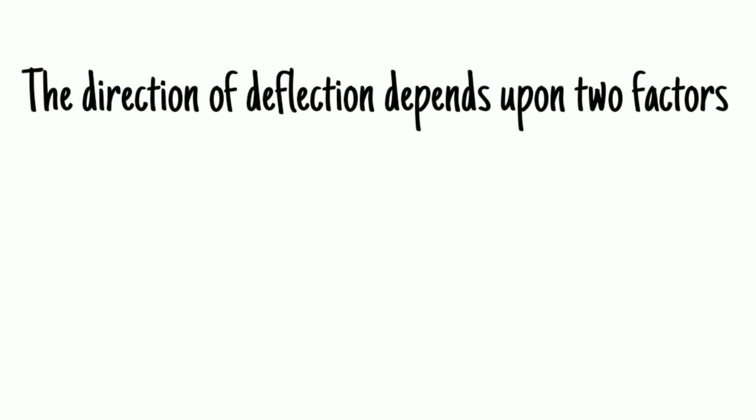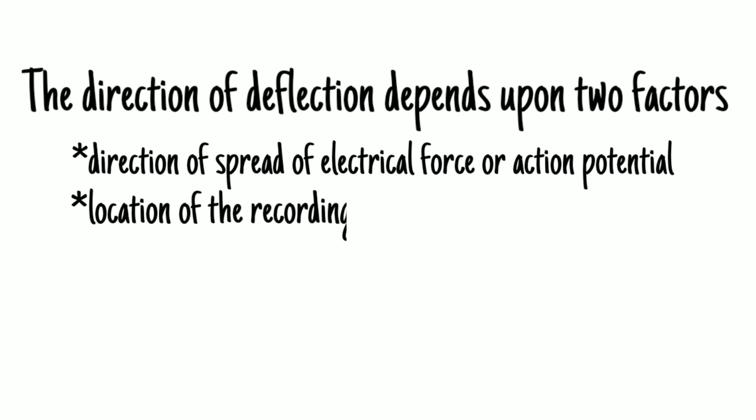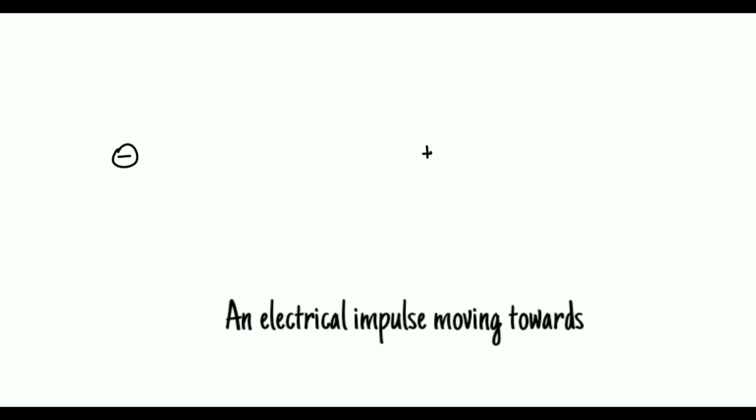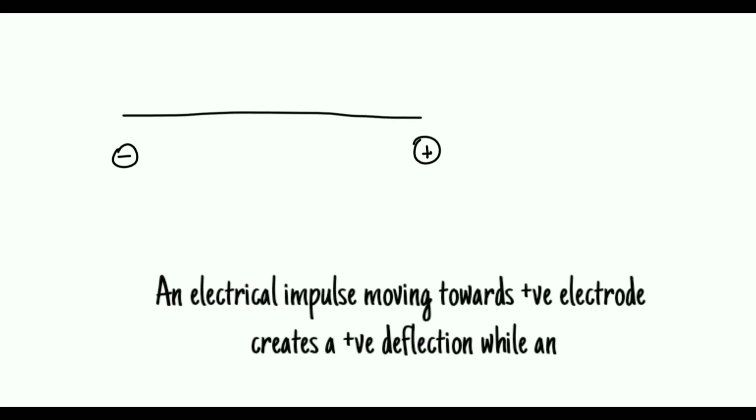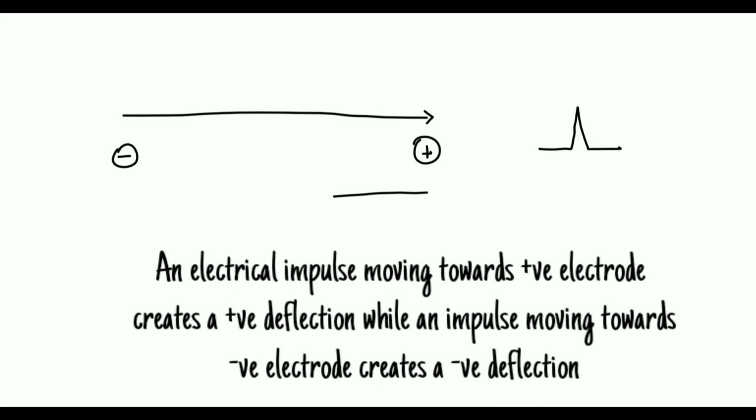Now the direction of deflection depends upon two factors: the direction of spread of electrical forces or the action potential, and the location of recording electrodes. In simple terms, an electrical impulse moving towards an electrode creates a positive deflection, while an impulse moving away from the electrode creates a negative deflection.